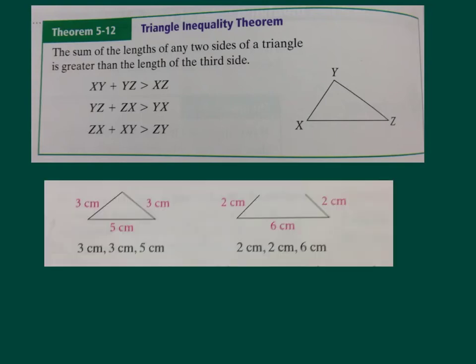As you can see, if I gave you a stick 3 centimeters and 3 centimeters and 5 centimeters, you could make a triangle. But if I gave you a 2 centimeter stick, a 2 centimeter stick, and a 6 centimeter stick, you could not make a triangle because the 2's would not reach each other because the 6 is too long, which leads us to triangle inequality theorem that states the sum of the lengths of any 2 sides of a triangle is greater than the length of the third side. The 2 smaller sides must add up to be longer than the biggest side.